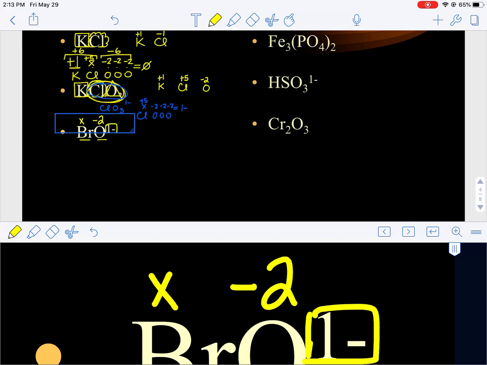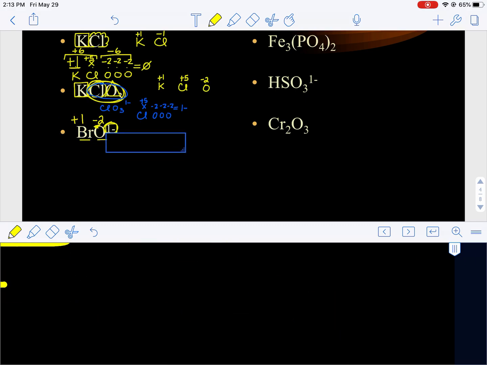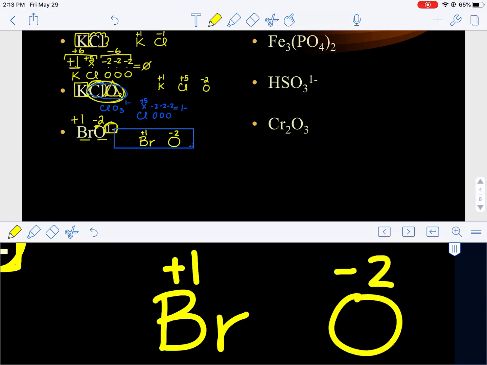So for those of you who said +2, you're not quite there. It's going to be +1. +2 would cancel out the -2, but I don't want both of them to cancel. I only want one of the two to cancel. My overall has to be a charge of -1. So writing our answers, bromine +1 is its oxidation number. Oxygen is -2.